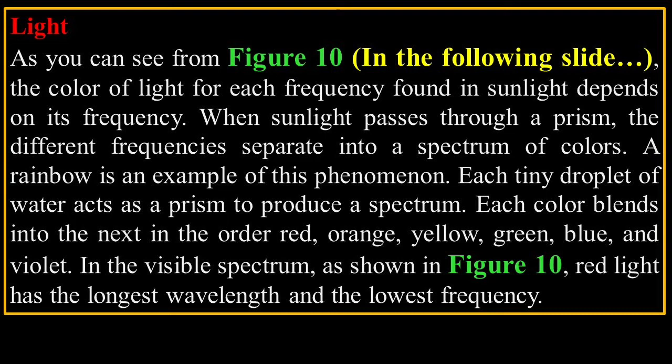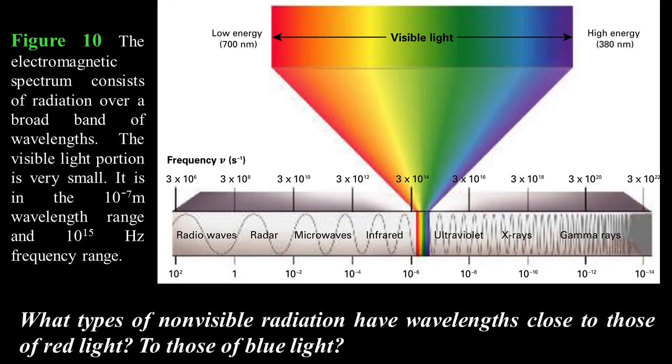Each tiny droplet of water acts as a prism to produce a spectrum. Each color blends into the next in order of red, orange, yellow, green, blue, indigo, and violet, ROY G. BIV. They don't have indigo there, but indigo is kind of like navy blue. It is navy blue. In the visible spectrum, as shown in figure 10, red light has the longest wavelength and the lowest frequency. Here is an example, figure 10.